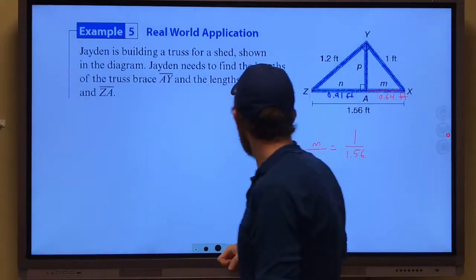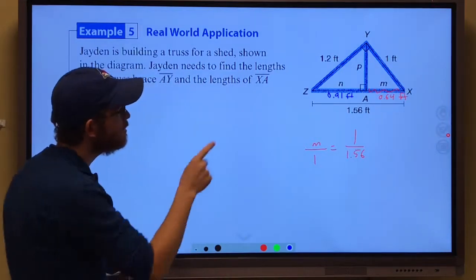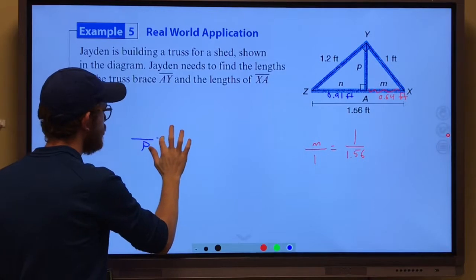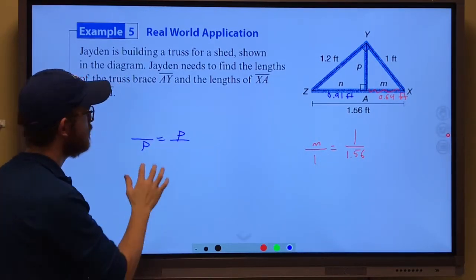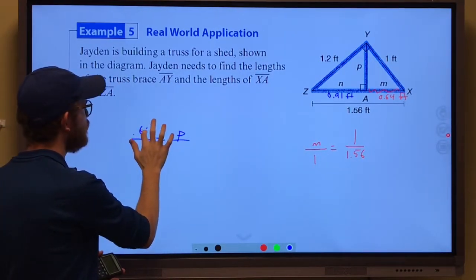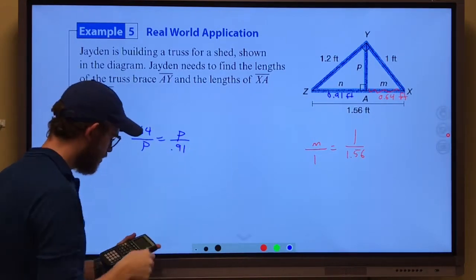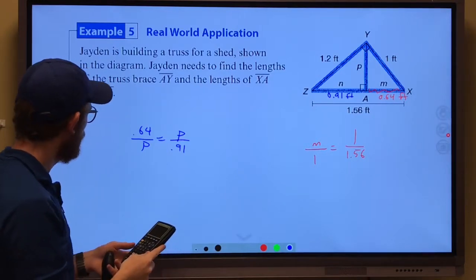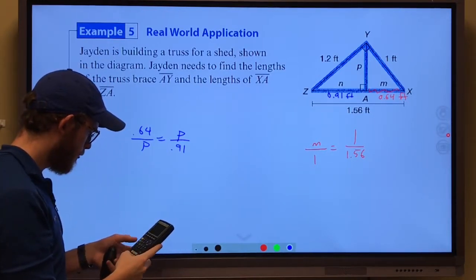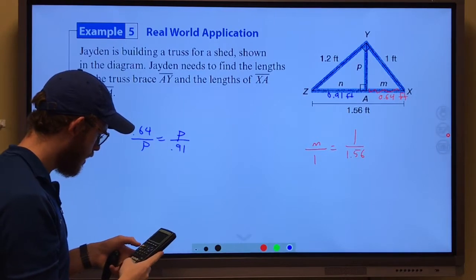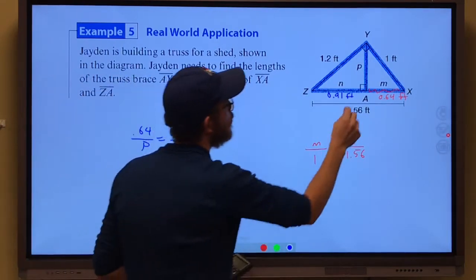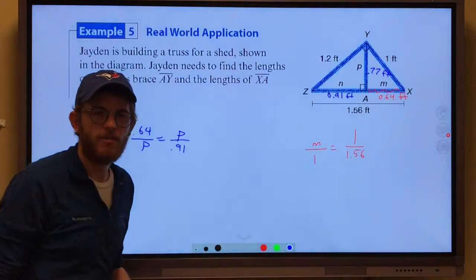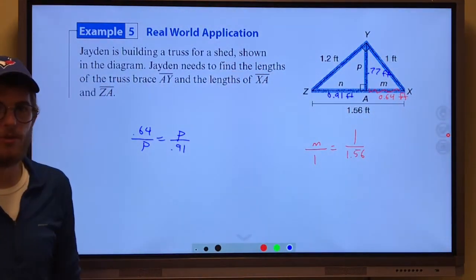Finally, to find P, my altitude is the geometric mean between the two pieces of my hypotenuse. So P does go in the mean positions, and I have 0.64 and 0.91 in the other two. And that comes out to be about 0.77 feet, about 77 hundredths of a foot rounded to 2 decimal places.